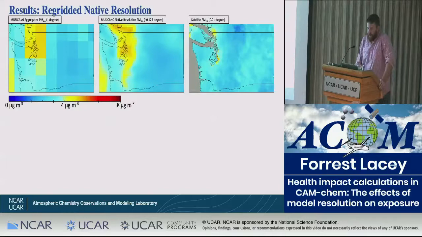And now I want to show you the results from, basically, we took one simulation and regridded it to various resolutions. I'll show you the impact from here. So this is looking out over Seattle, where we have aggregated PM2.5 to the 1 degree, the model output at the 8th degree, and then I'm showing the satellite PM2.5 for the month of June 2012 as a comparison point.